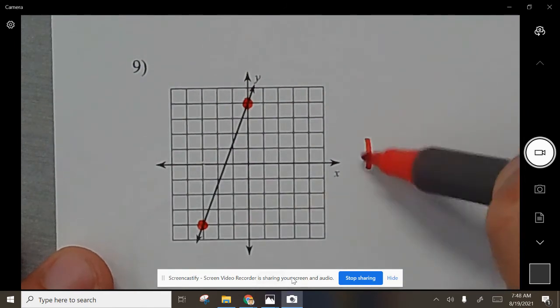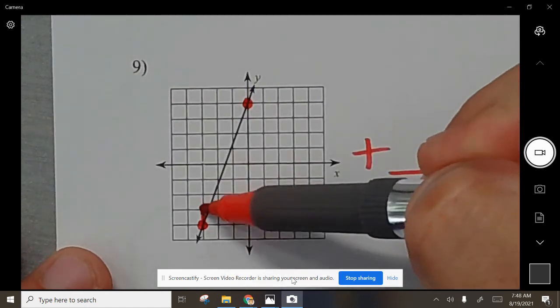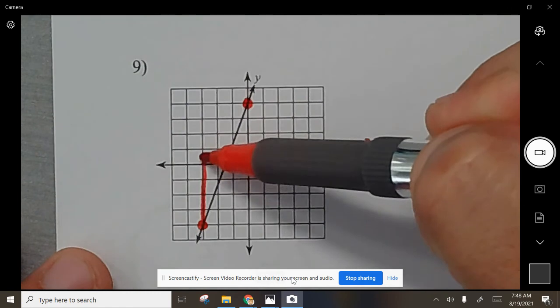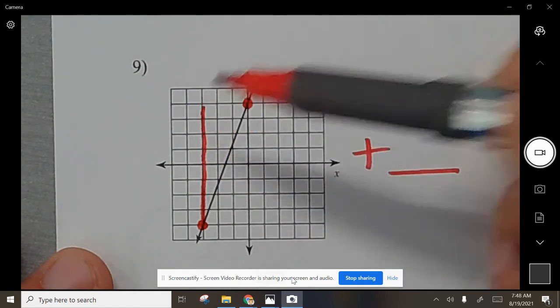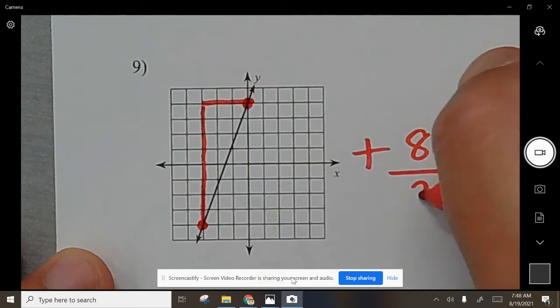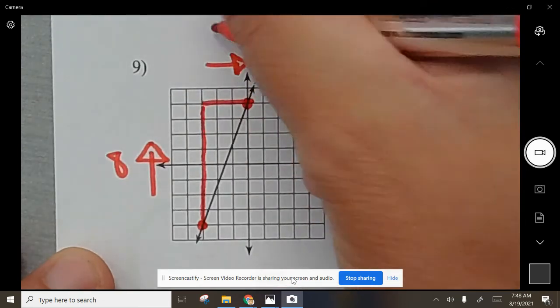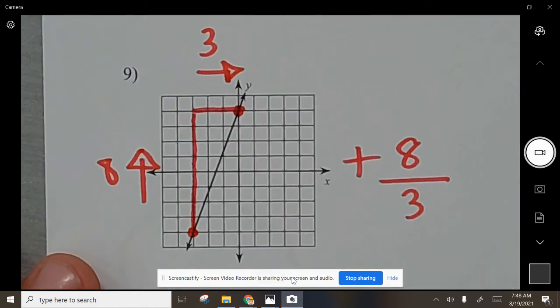You know it's a positive slope. It's going to be a positive fraction. What's my rise? What's my run? Let's rise. 1, 2, 3, 4, 5, 6, 7, 8. Let's run. 1, 2, 3. 8 over 3. I went up 8. I went over 3. Okay?